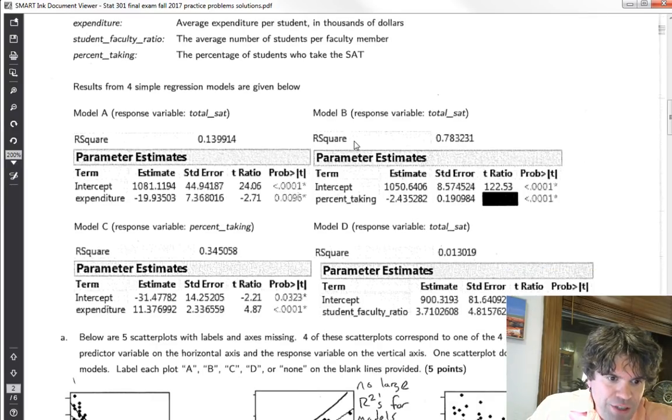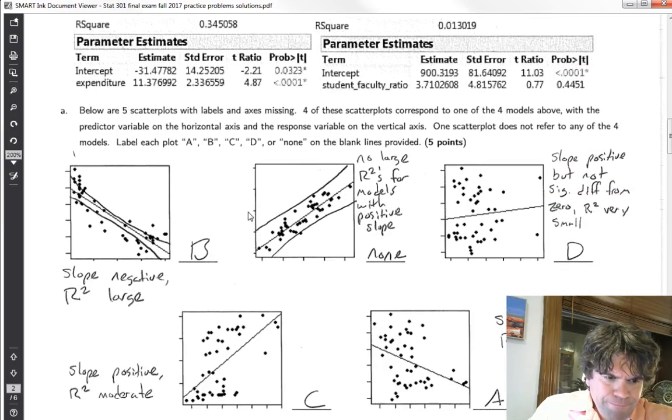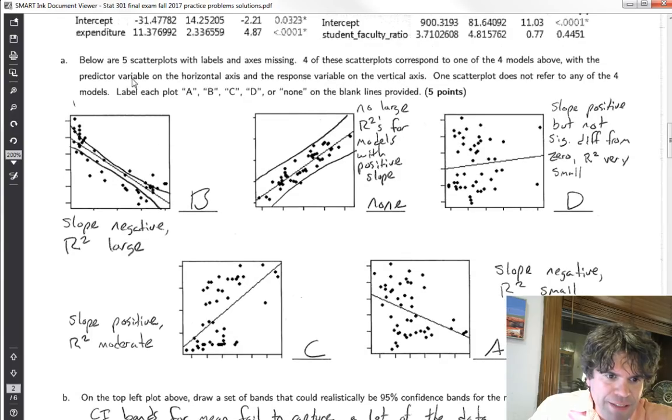Okay, and then we have 4 regression models. The response variables in 3 of them are this total SAT value for A, B, and D, and then for C, the response is this percent taking variable. Okay, A says below are 5 scatter plots with labels and axes missing. 4 of these scatter plots correspond to one of the 4 models above, with the predictor variable on the horizontal axis and the response variable on the vertical axis. One scatter plot does not refer to any of the 4 models, and then label each of them A, B, C, D, or none on the lines provided.